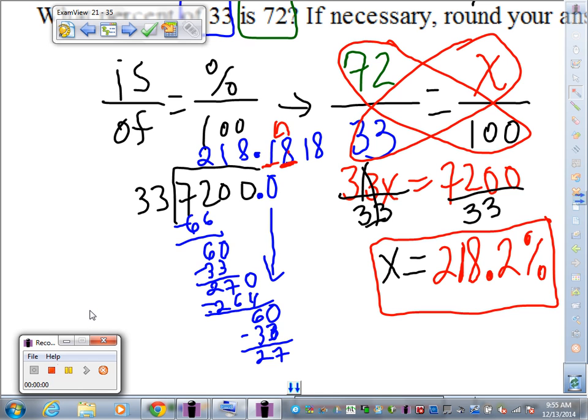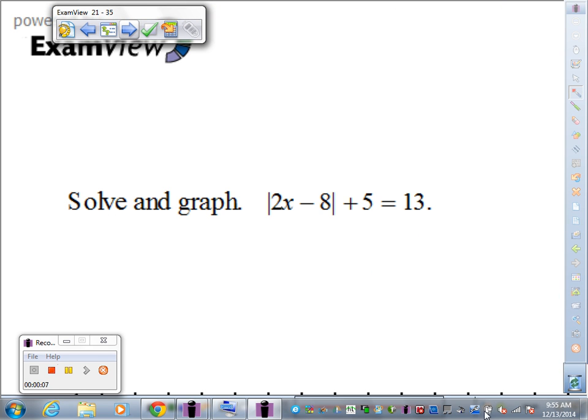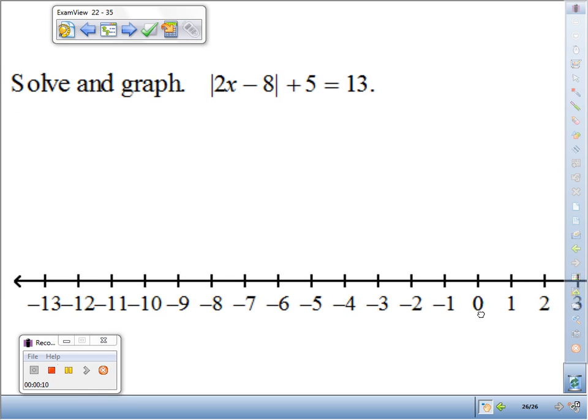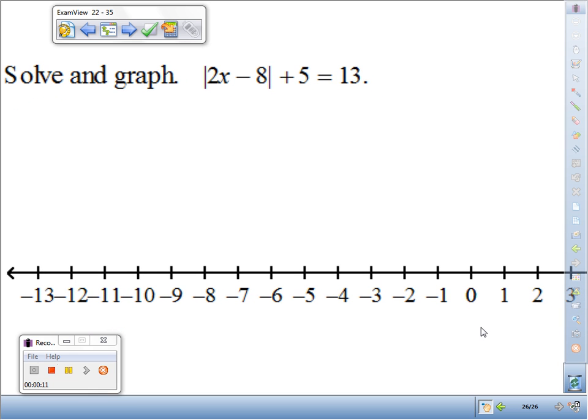Second part of the cumulative test, part number three, study guide. Go to number 22, number 22. Focus, please. Here we go, the test. Solve and graph. Okay, here we go. Solve and graph.